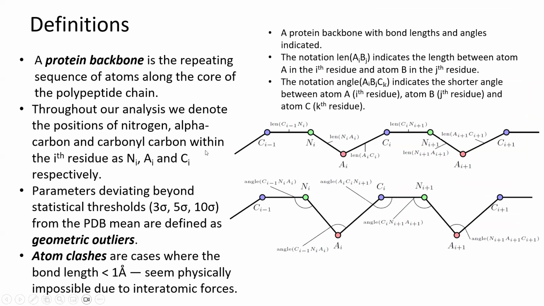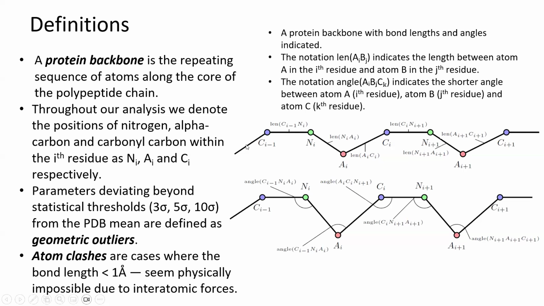So going back to some of the definitions that Olga used, we've got the backbone, which is essentially the sequence of atoms along the core of a polypeptide chain. In our analysis, we restrict to the main nitrogen, denoted by N, alpha carbon, denoted by A, and carbonyl carbon, denoted by C atoms. And they've got this corresponding subscript i, which indicates they're in the ith residue.